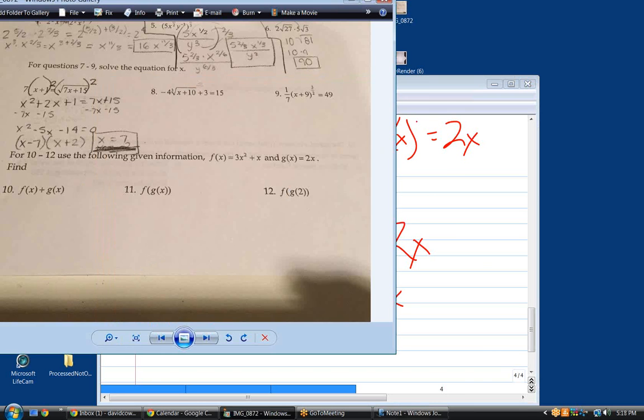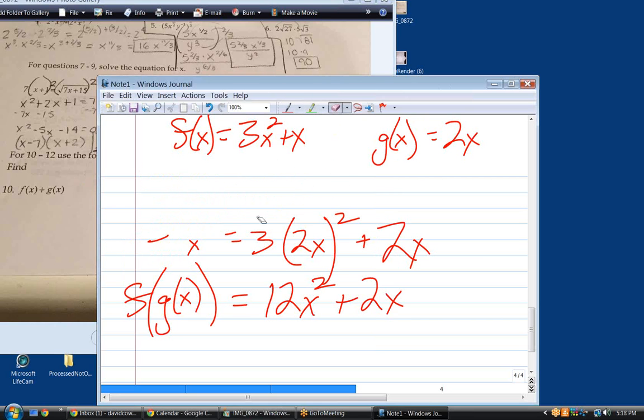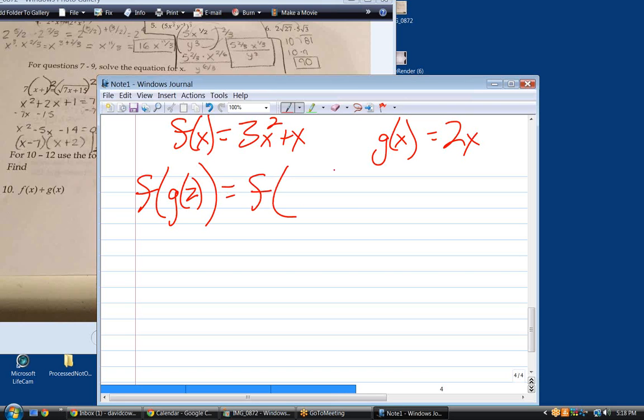Okay, what is f of g of 2? Yeah, so that'd be 2x, and then plug in that again. Hold on. Always start from the inside out. What is g of 2?